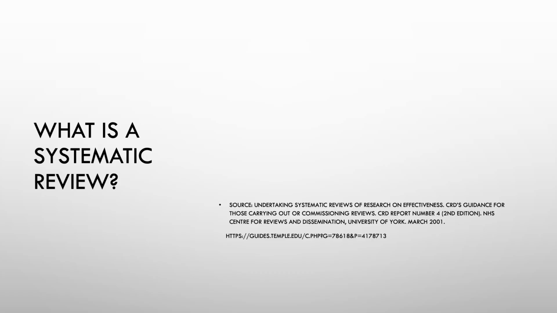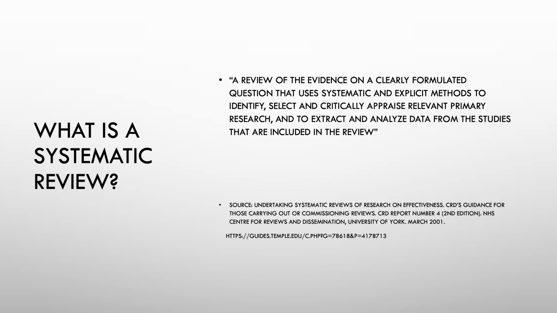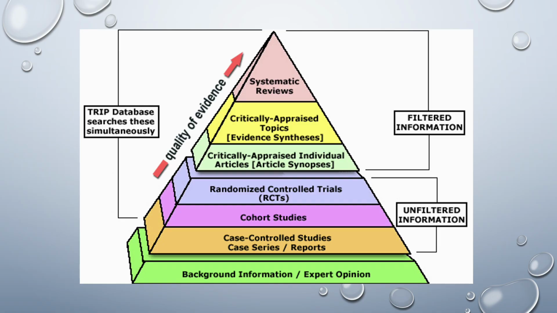So what is a systematic review? It is a review of the evidence on a clearly formulated question that uses systematic and explicit methods to identify, select, and critically appraise relevant primary research and to extract and analyze data from the studies that are included in the review. It does a total review of those that are included, which have the same population, exposure or intervention, comparator, or outcome as your PECO of interest.